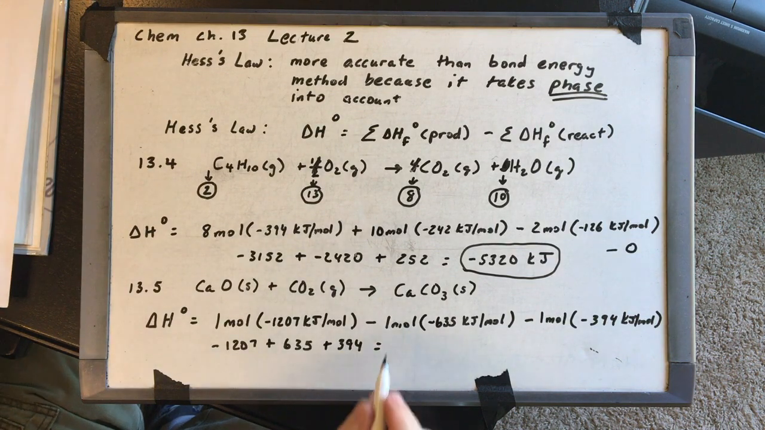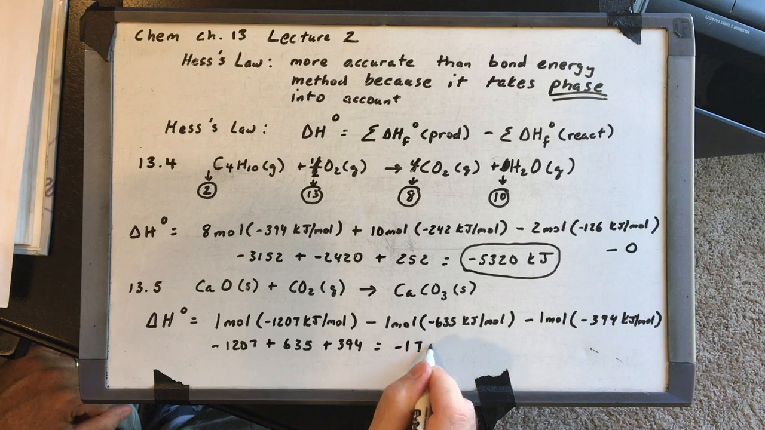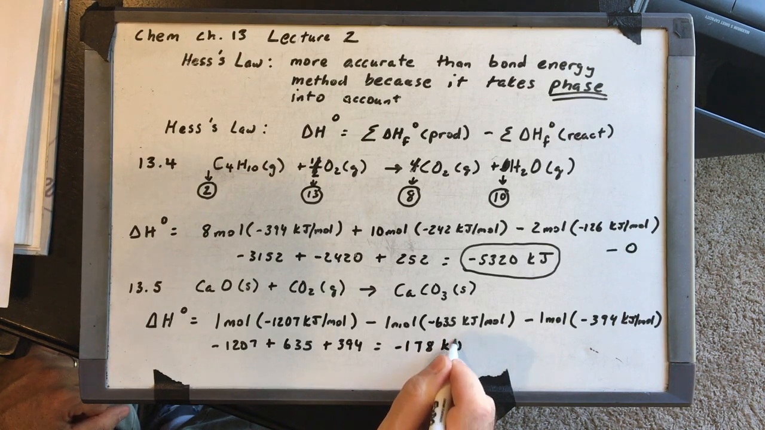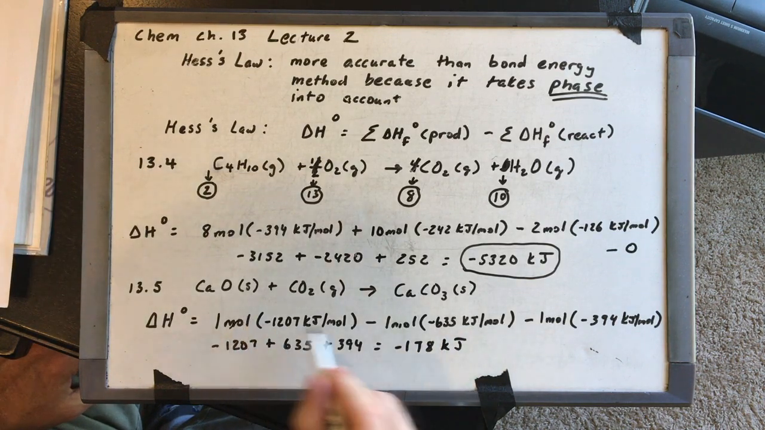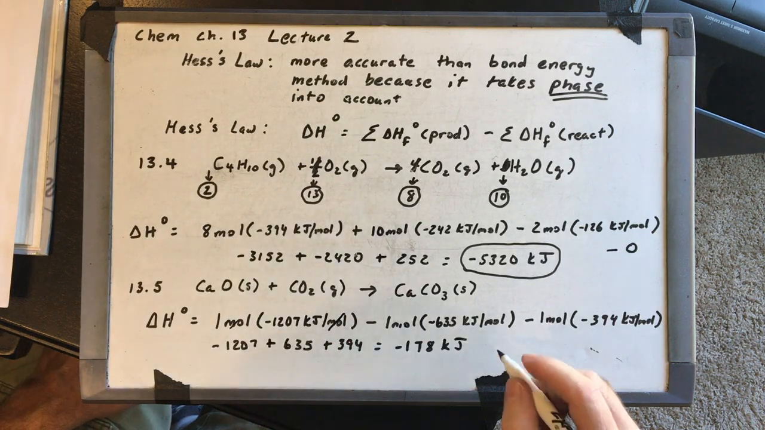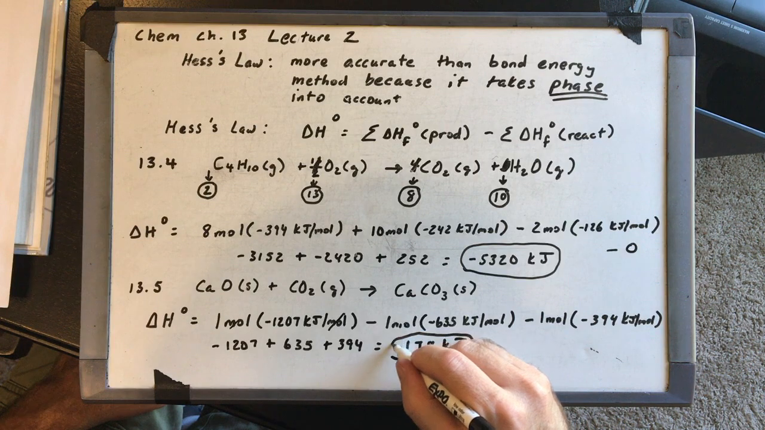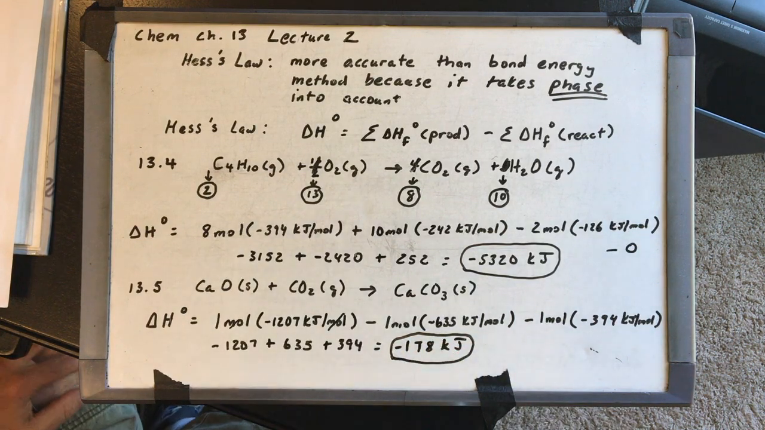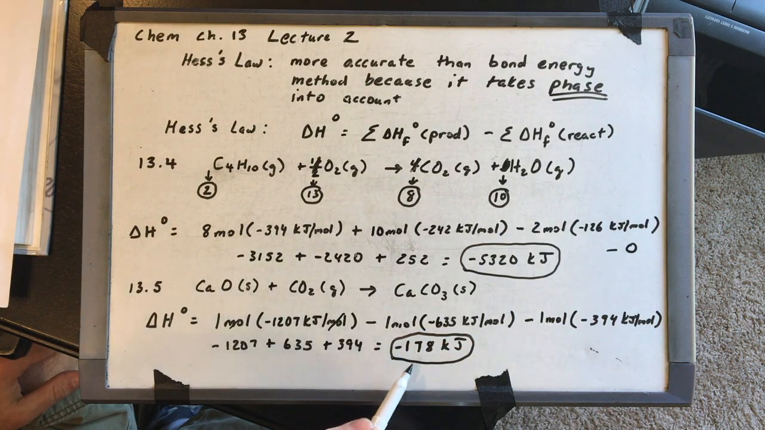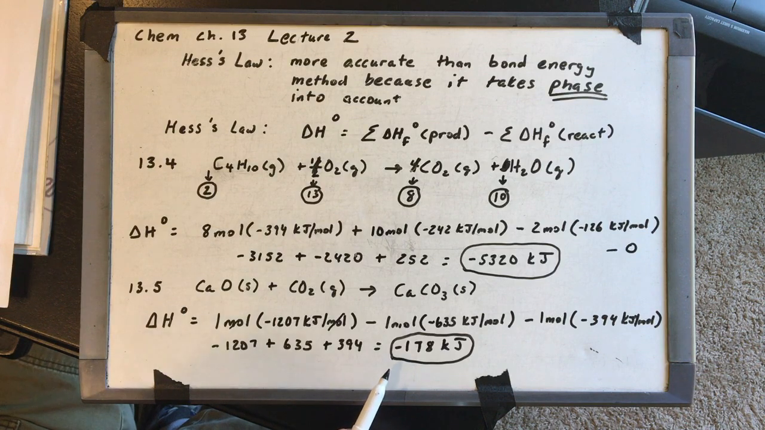So that'll be negative 178 kilojoules. Remember the moles and the moles cancel, leaving kilojoules. So that is exothermic. So when a shellfish makes their shell, they release a little bit of heat to the ocean.